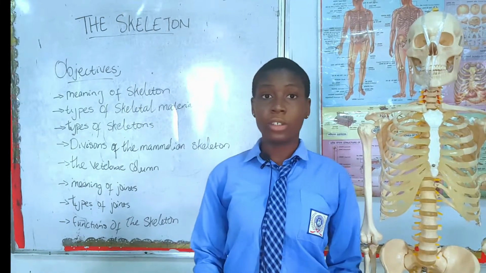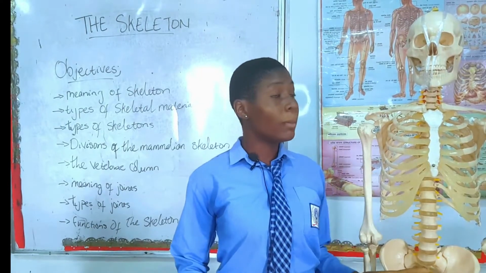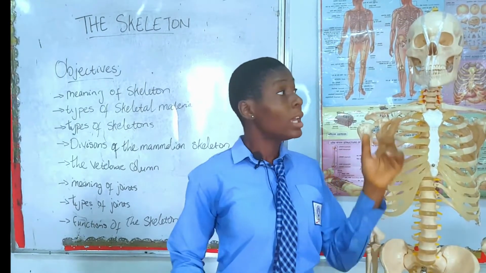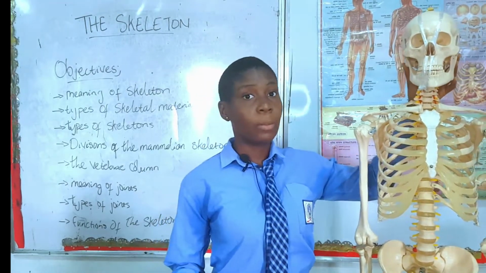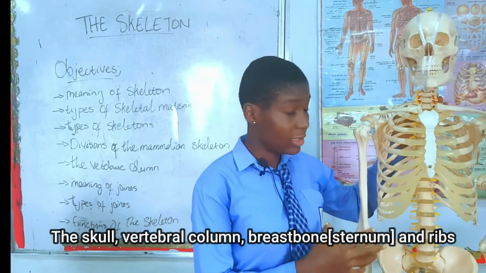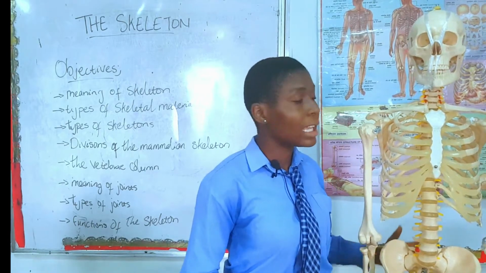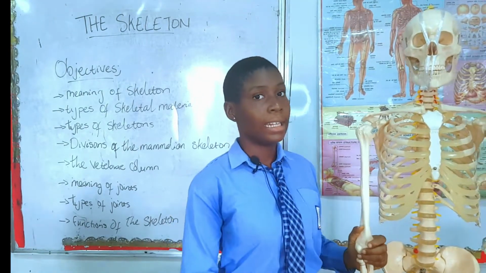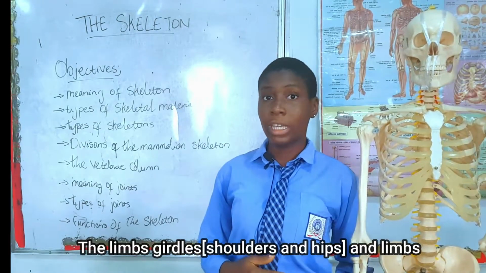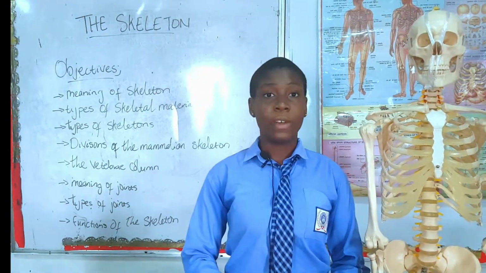Then we move to the divisions of the mammalian skeleton. The mammalian skeleton is divided into two parts, the axial skeleton and the appendicular skeleton. The axial skeleton is made up of the skull, the rib cage, the pelvis, and the vertebral column. Then the appendicular skeleton is made up of the hands and legs that bring about the movement of the axial skeleton. Then we move to the vertebral column.